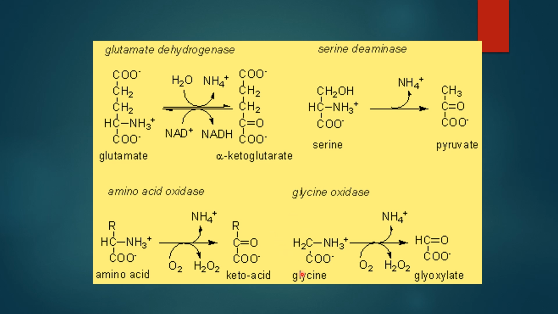So we can take the example of glycine. Glycine is converted into glyoxylate, molecular oxygen is converted into the peroxide, and the amino group leaves as ammonia. And FMN is converted into FMNH2. So this is the whole mechanism of the reaction, how it happens, and how the amino acid oxidase is removing the ammonia.